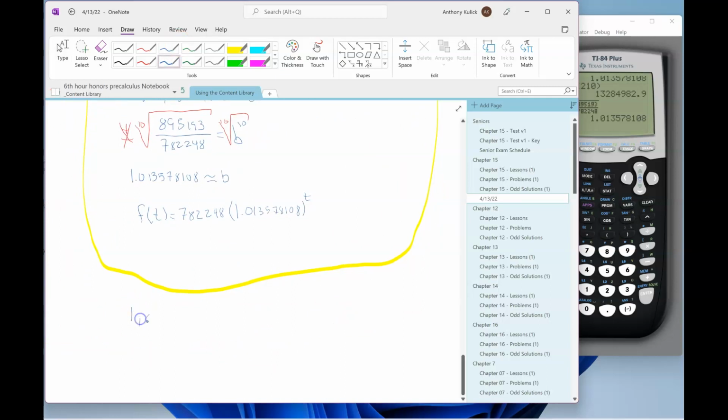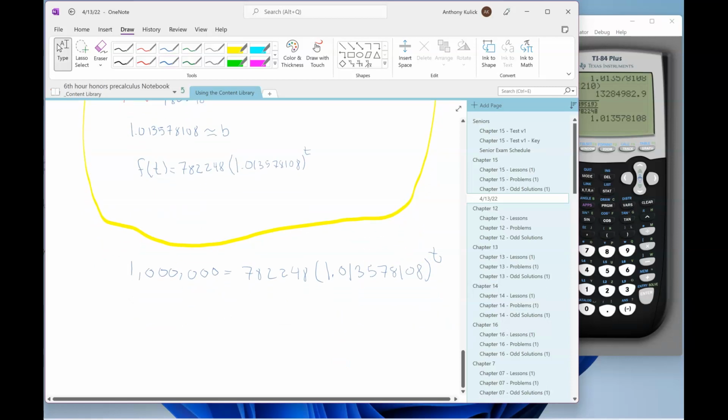To solve the second part now, I'm going to plug 1 million in for my population and solve this for t. Everybody's cool there? Now, if I were to try to do this algebraically, what am I going to have to use along the way? Since the variable's in my exponent, I know I'm going to have to use at some point a logarithm. Have we talked about logs yet?